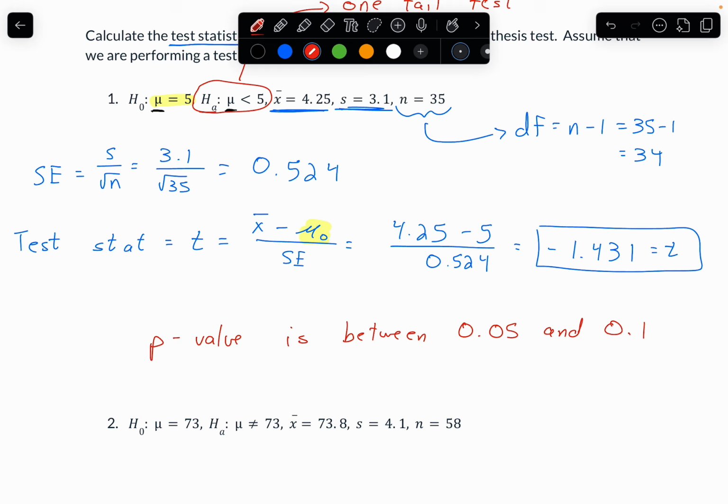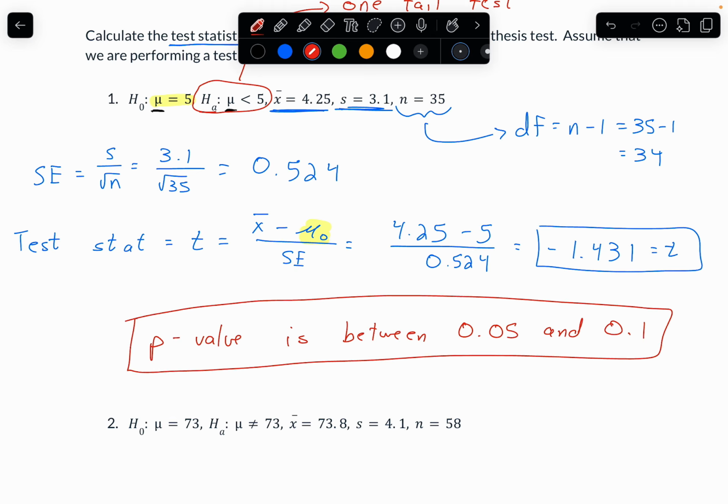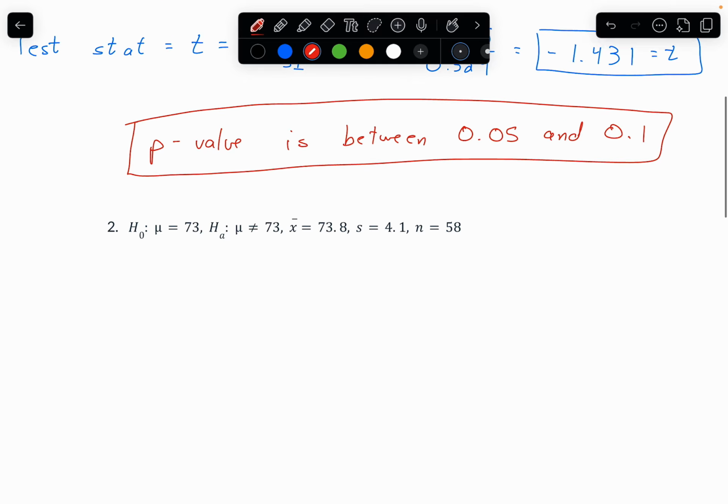If I had my level of significance alpha, at this point I could decide, okay, do I reject H0 or do not reject H0? And that's all I really need at the end of the day for these particular problems. So I have my test statistic right here, and here is my estimation for my p-value. So we have one more to do. I would encourage you to pause the video at this point and try to calculate what my standard error is, what my test statistic is, and see if you can find that estimate for the p-value here.